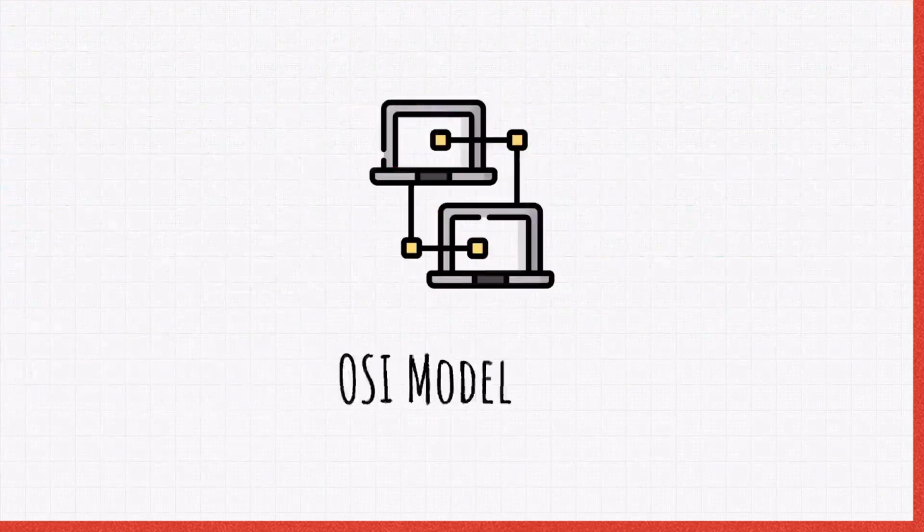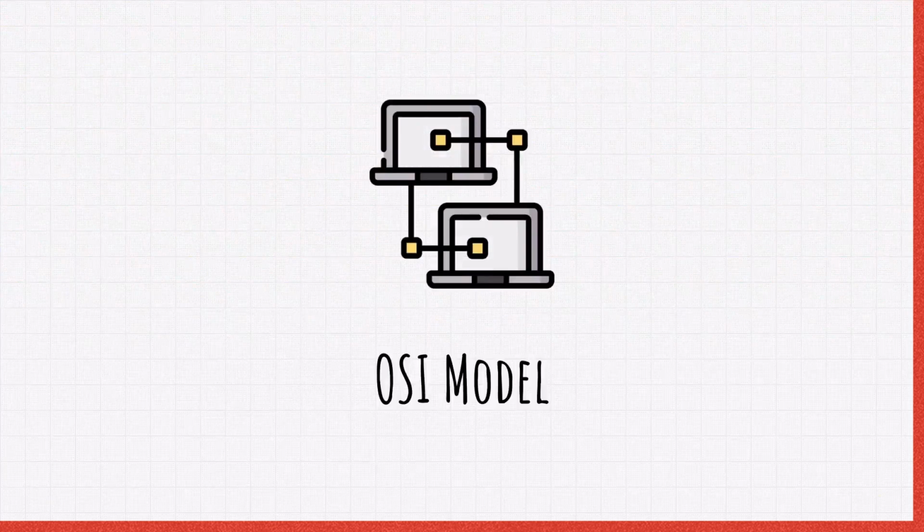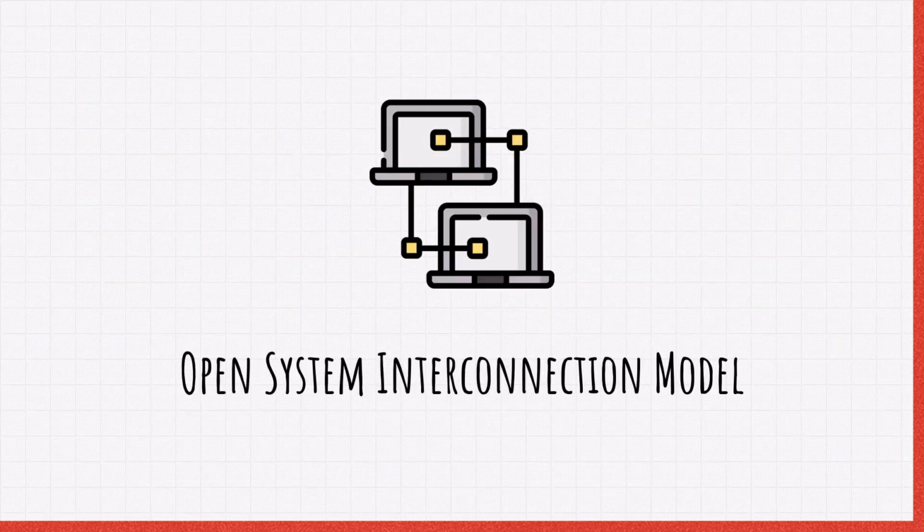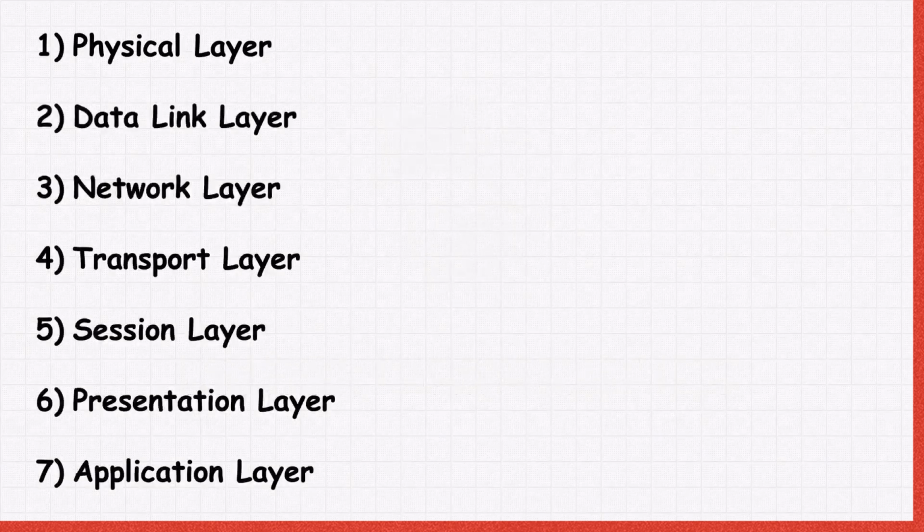Okay, so the OSI model stands for Open System Interconnection Model. This model is used to demonstrate or show how communication occurs between different devices on the network. It is considered to be a standard for how different computer systems communicate with each other. The OSI model consists of 7 layers. Each layer handles a specific job and communicates with the layers above and below itself. So let's discuss each layer a little bit.